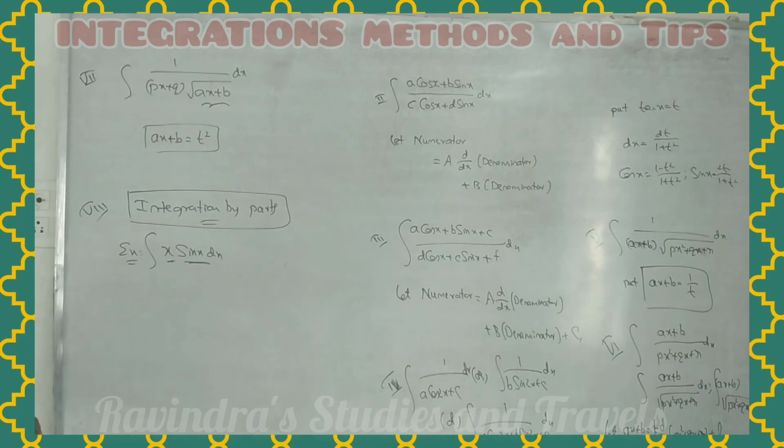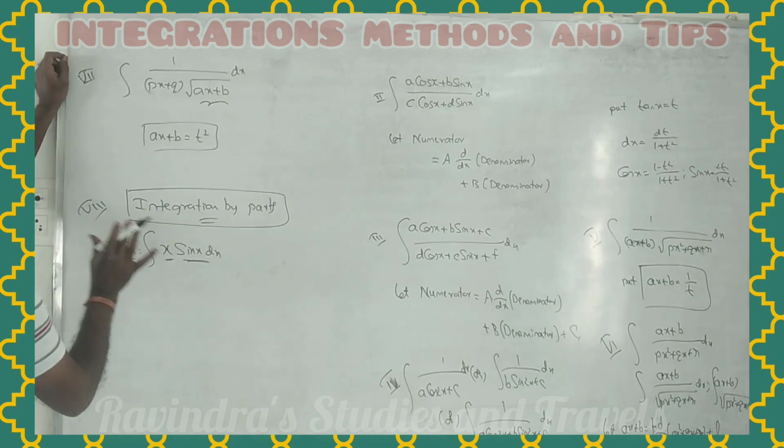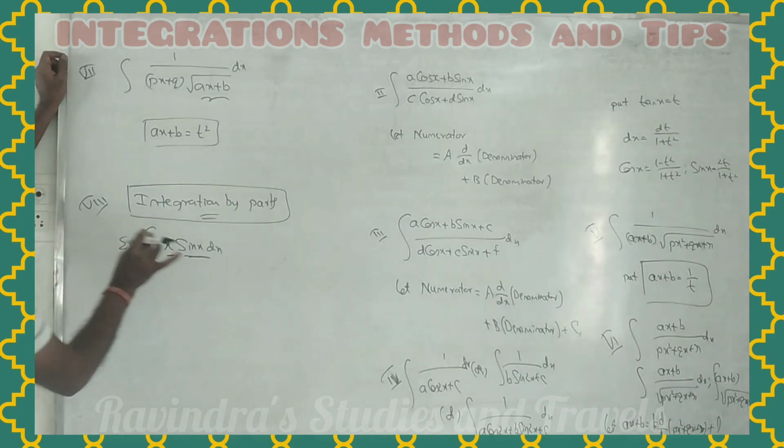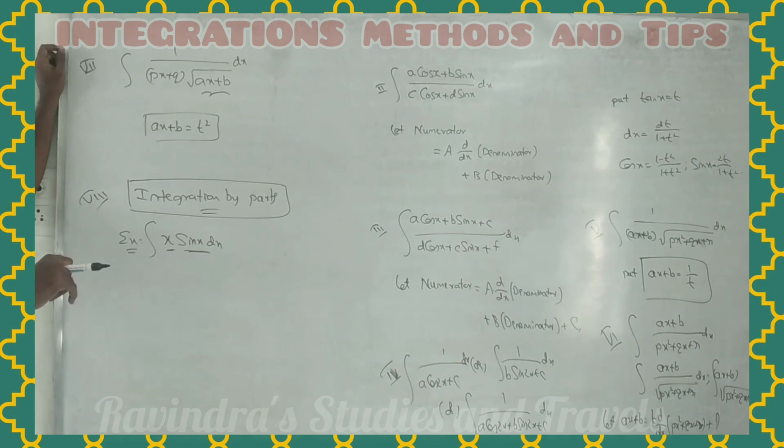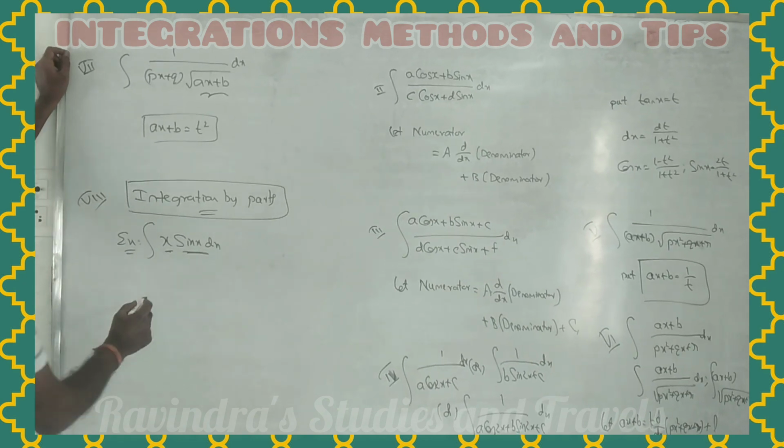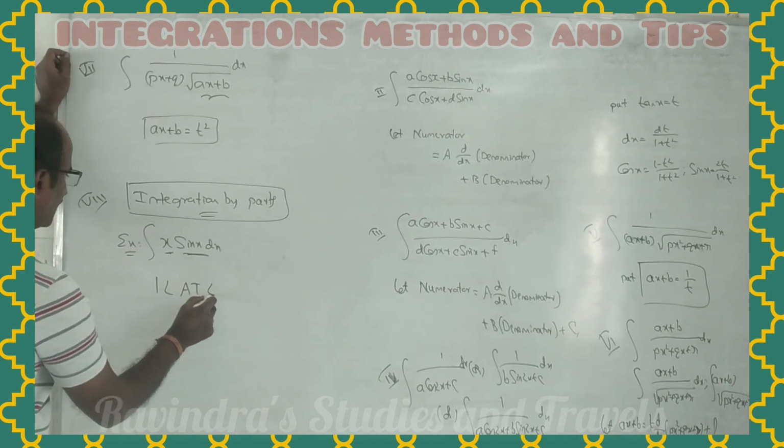under integration by parts. So in this, one function you should take as f of x, the other one you should take as g of x. So what should we take in f of x? What should we take in g of x? Means you should follow a rule called ILATE rule.